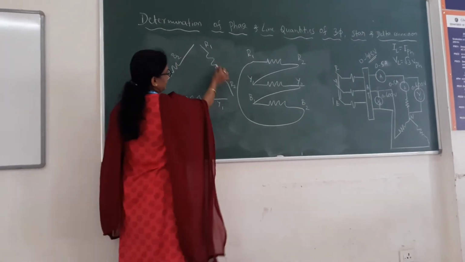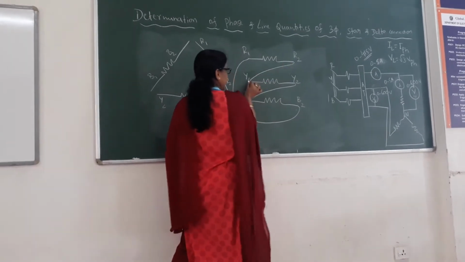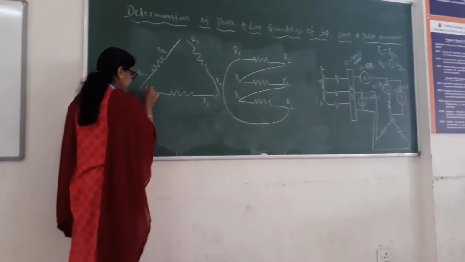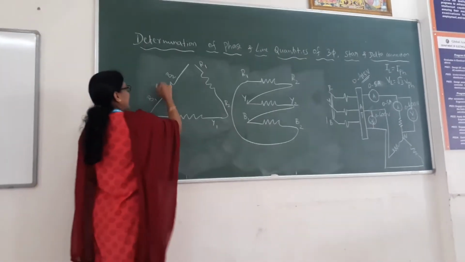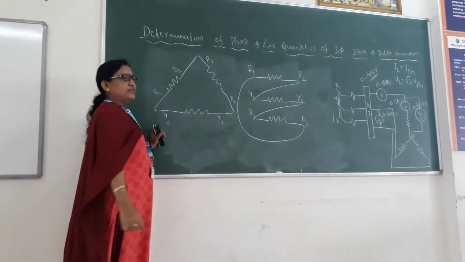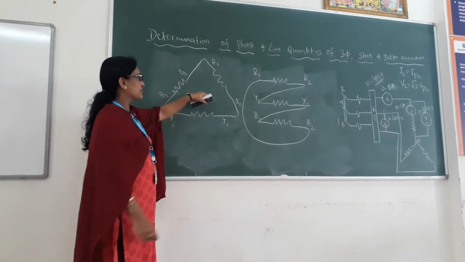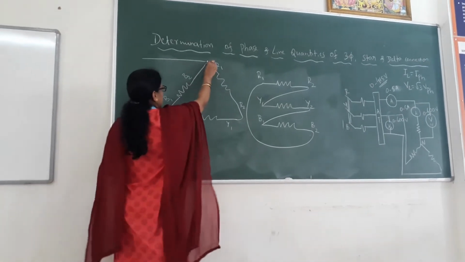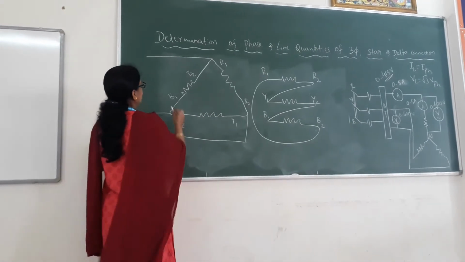What exactly are you doing? You are joining the finishing end of this R phase to the starting end of the Y phase. Okay. And then the finishing end of the Y phase you are joining to the starting end of the B phase. And then the finishing end of the B phase you are going to join to the starting end of R phase. This is how you are going to form the delta connection. Okay. And then the lines are taken out here. These terminals represent the line terminals.